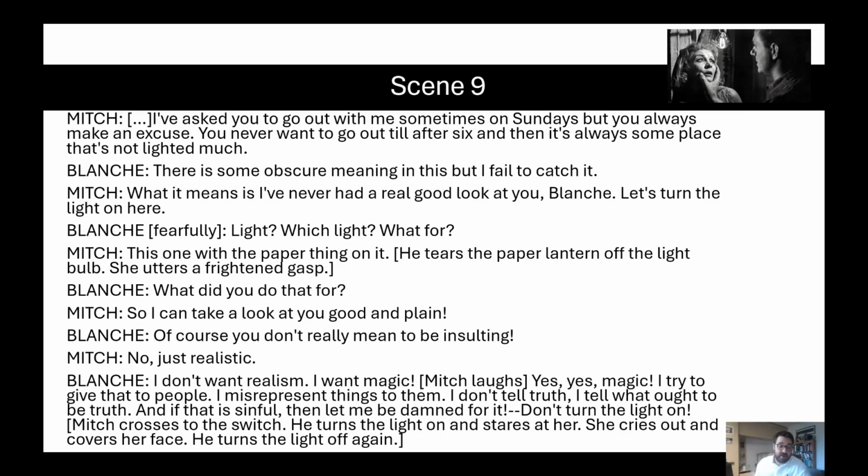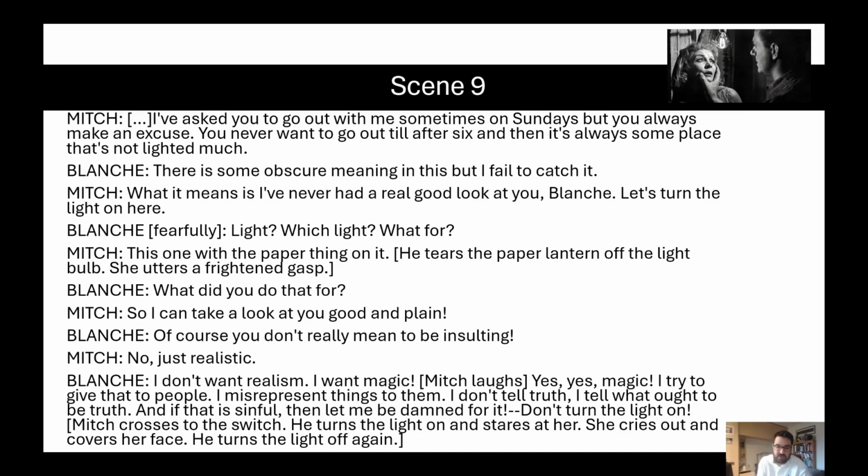Really, in this scene, Blanche is being confronted with the harsh and brutal nature of reality in Elysian Fields. And this is where we get the very, very famous quote from Blanche, "I don't want realism, I want magic," which is greeted by a laugh by Mitch. "Yes, magic. I try to give that to people. I misrepresent things to them. I don't tell the truth. I tell what ought to be truth. And if that's sinful, then let me be damned for it.